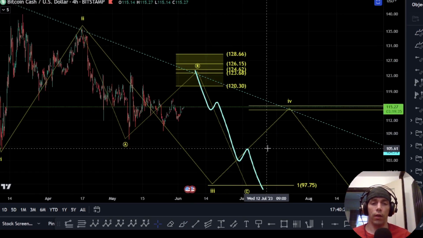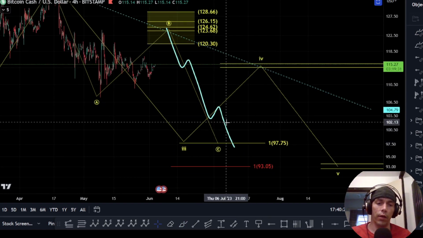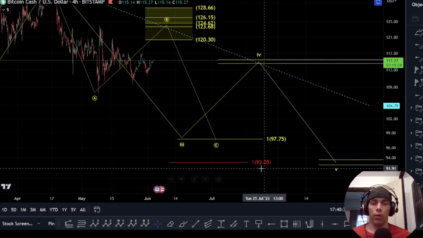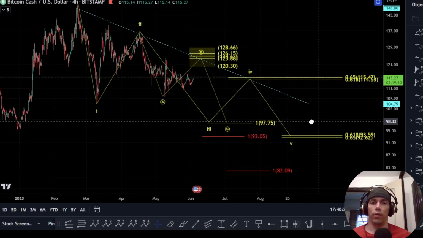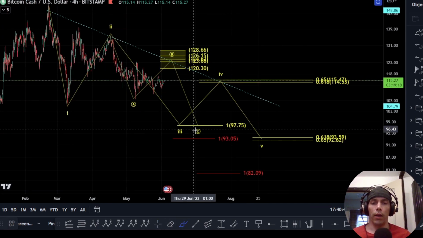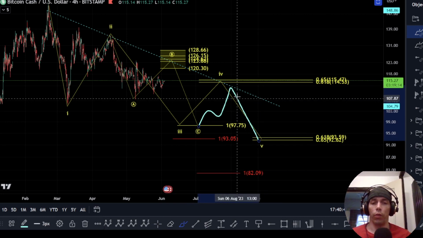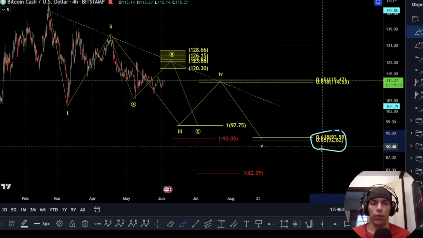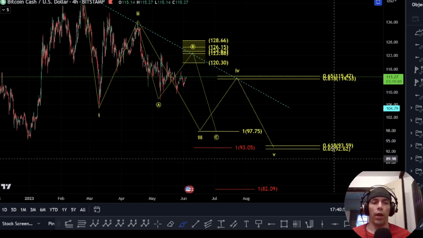Now, the key thing here is I'd be looking for this 1-to-1 off of that 0.618, which would be this 97.75. If we do look to push down below this, we cannot cross this 93.05 for this to be considered a diagonal pattern. Then what we'd be looking for would be an additional 3-wave move to the upside, followed by this 5-wave move down, or 3-wave move down for this 5th wave towards this zone of this 93.59 to this 92.62. Now, what we would want to see here is what happens after this.